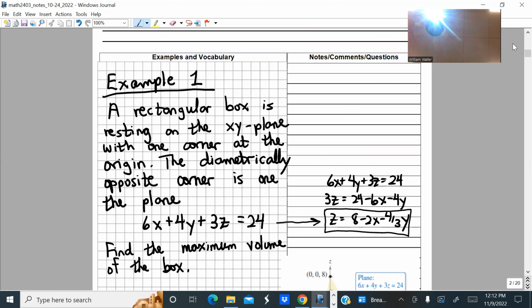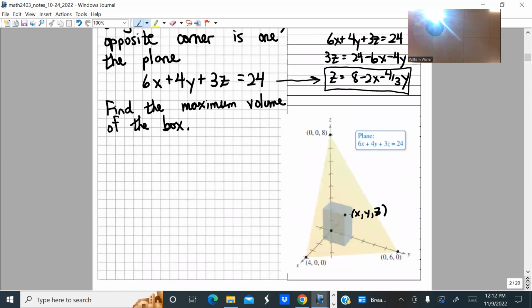So if we construct a box as described there, how would we locate this point? That's the variable here. How would we locate this point to get maximum volume? The bottom of the box is sitting on the XY plane. The only thing you can change here is the location of this diametric corner, but it's got to be on this yellow surface. It's got to touch this yellow surface.